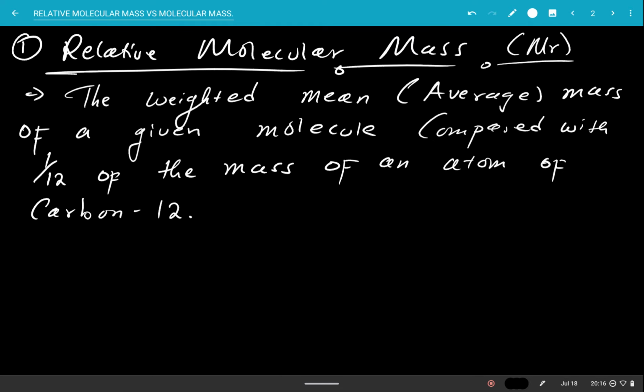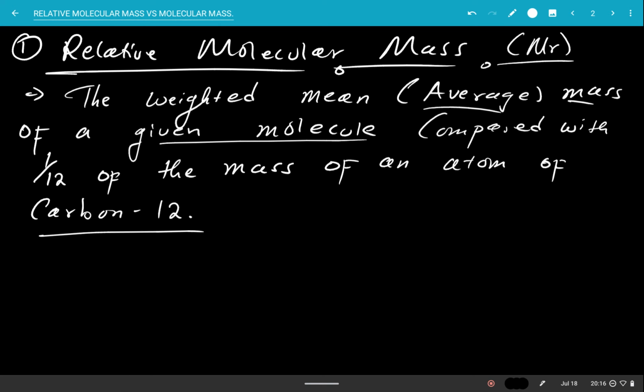Now let us understand firstly what relative molecular mass is. Relative molecular mass is defined to be the weighted mean or average mass of a given molecule compared with 1/12 of the mass of an atom of carbon 12. You need to understand that.